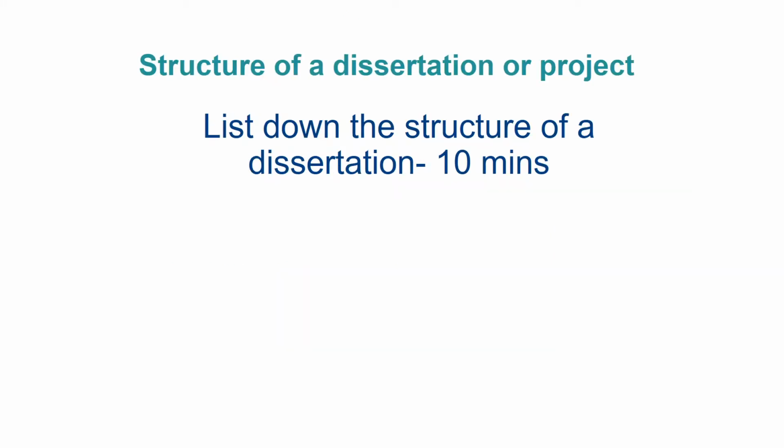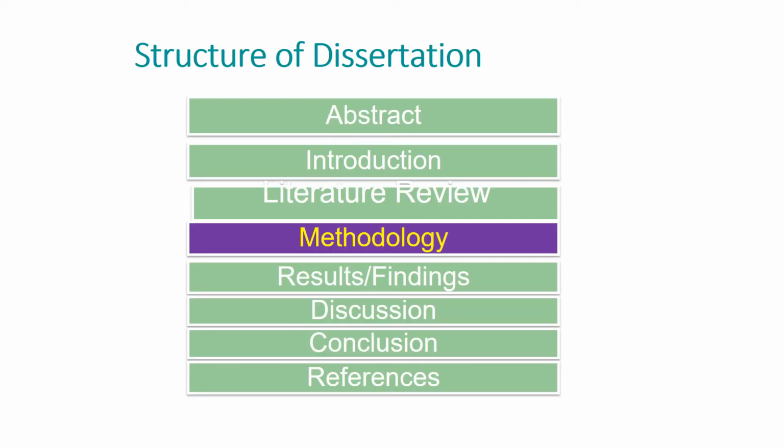So, structure of a dissertation or business project. List down the structure of a dissertation or business project. Before you actually start, see if you can list down what you think your structure should consist of. The structure of the dissertation or research project should be the abstract, introduction, literature review, methodology, results, findings, the discussion, conclusions, and obviously in-text referencing as you go along, and a bibliography or referencing list at the end, according to the Harvard Business Style we're using.